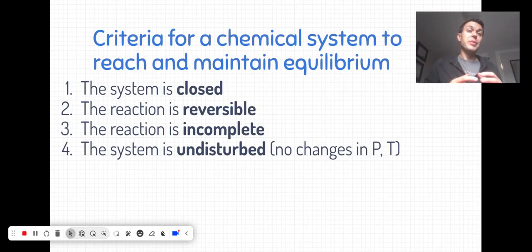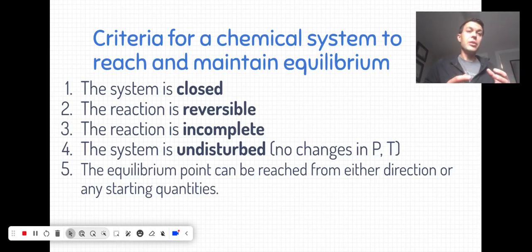For equilibrium to be maintained, as in for the system to stay at equilibrium, we cannot disturb it through any sort of pressure or temperature changes. For example, we can't start heating or cooling that equilibrium system. And if we do so, as you will learn, the equilibrium will shift. For systems that involve gases, we cannot increase or decrease the pressure, as that will shift the equilibrium as well.